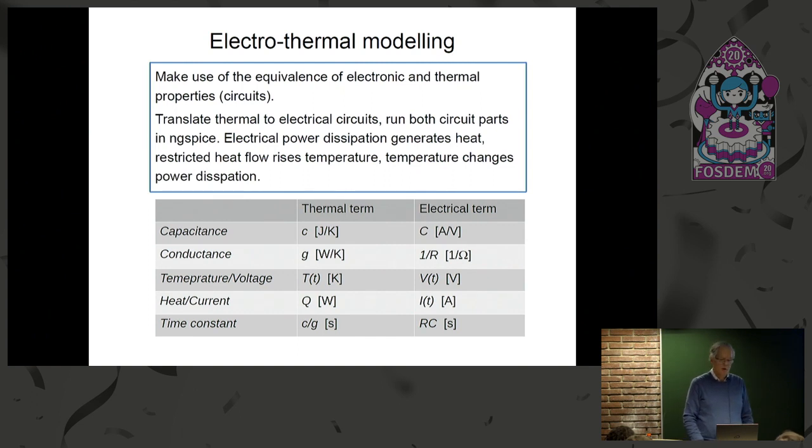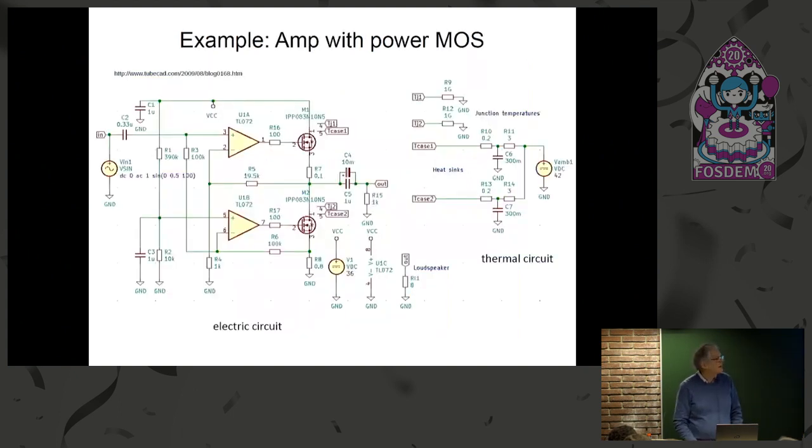And in the table you see the equivalence of electrical and thermal terms, like the heat capacitance, the capability of a material to store heat, similar to electrical capacitance. Or we have the thermal conductance, where the heat flow is restricted somehow. It's the same as, or equivalent to, a resistor for the electrical current. Yeah, and so because we can do electronic and thermal circuits at the same time, we can simulate them at the same time.